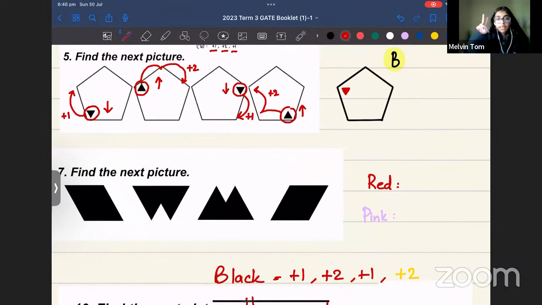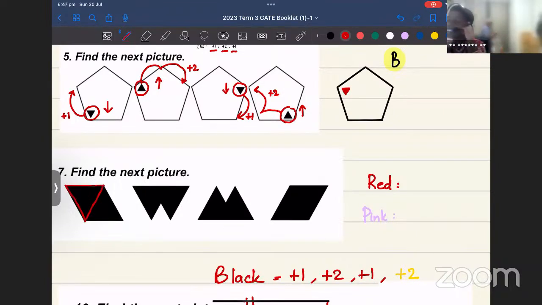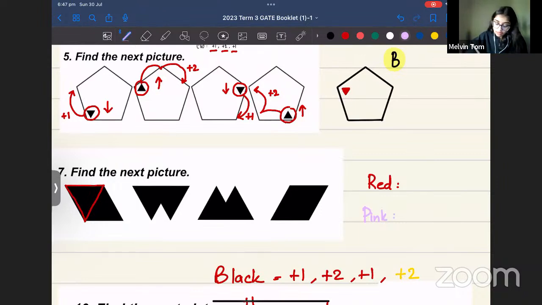Now, this is your question, right? In this question, there are actually 2 images. One is a triangle. Very good. A red triangle, and then a pink triangle.